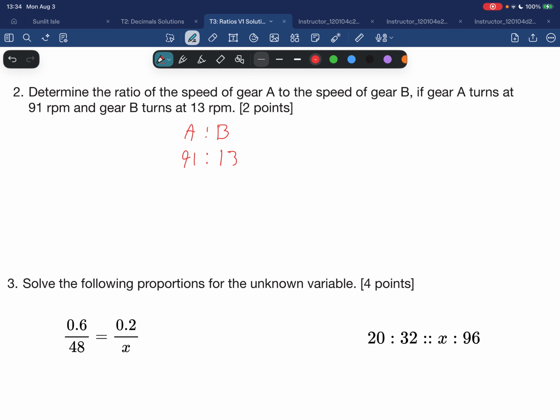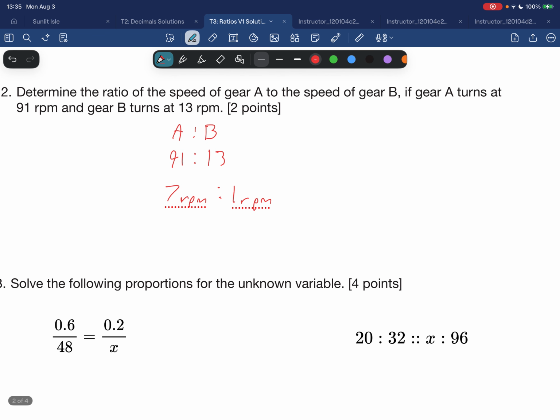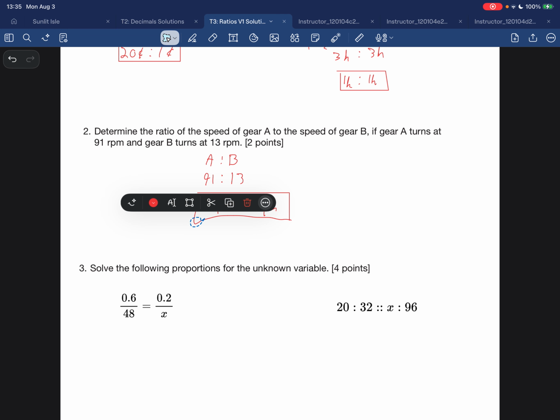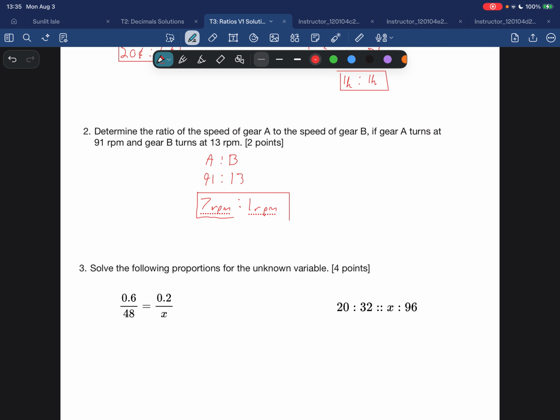Again, the first thing I'm going to do is try dividing both of these by 13, to see if 91 is divisible by 13. If so, that'll make our lives easier. And lo and behold, it does. It is 7 exactly. So that leaves us with a 7-to-1 ratio. Great. That's going to bug me if I don't fix that. Good enough. Okay.